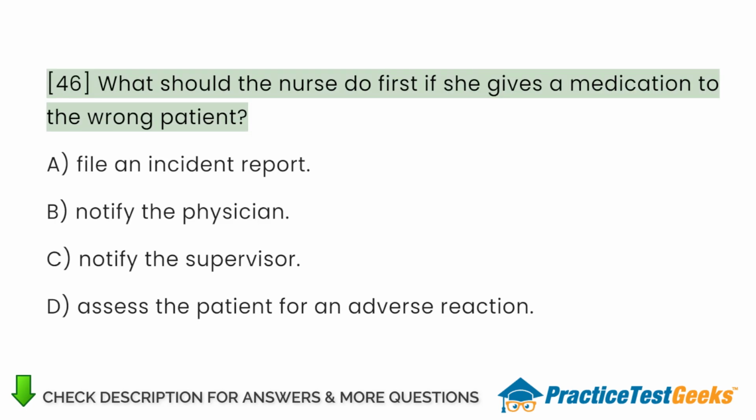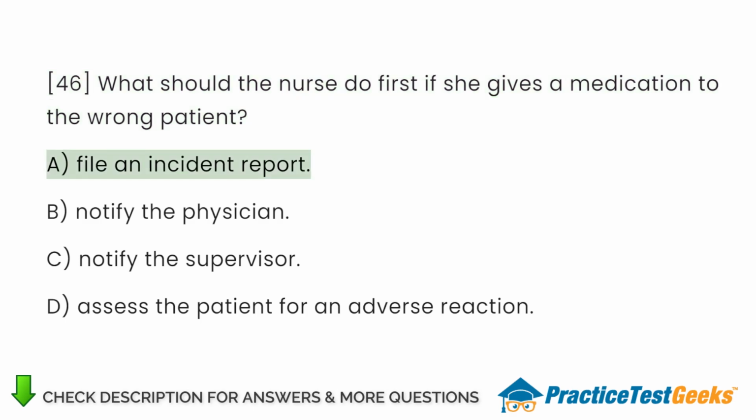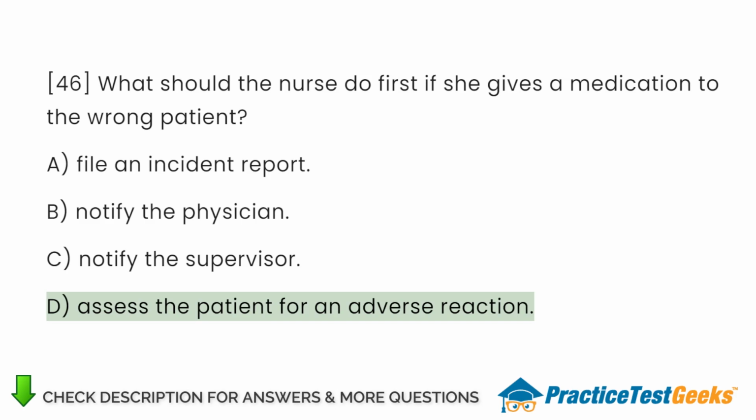What should the nurse do first if she gives a medication to the wrong patient? A. File an incident report. B. Notify the physician. C. Notify the supervisor. D. Assess the patient for an adverse reaction.